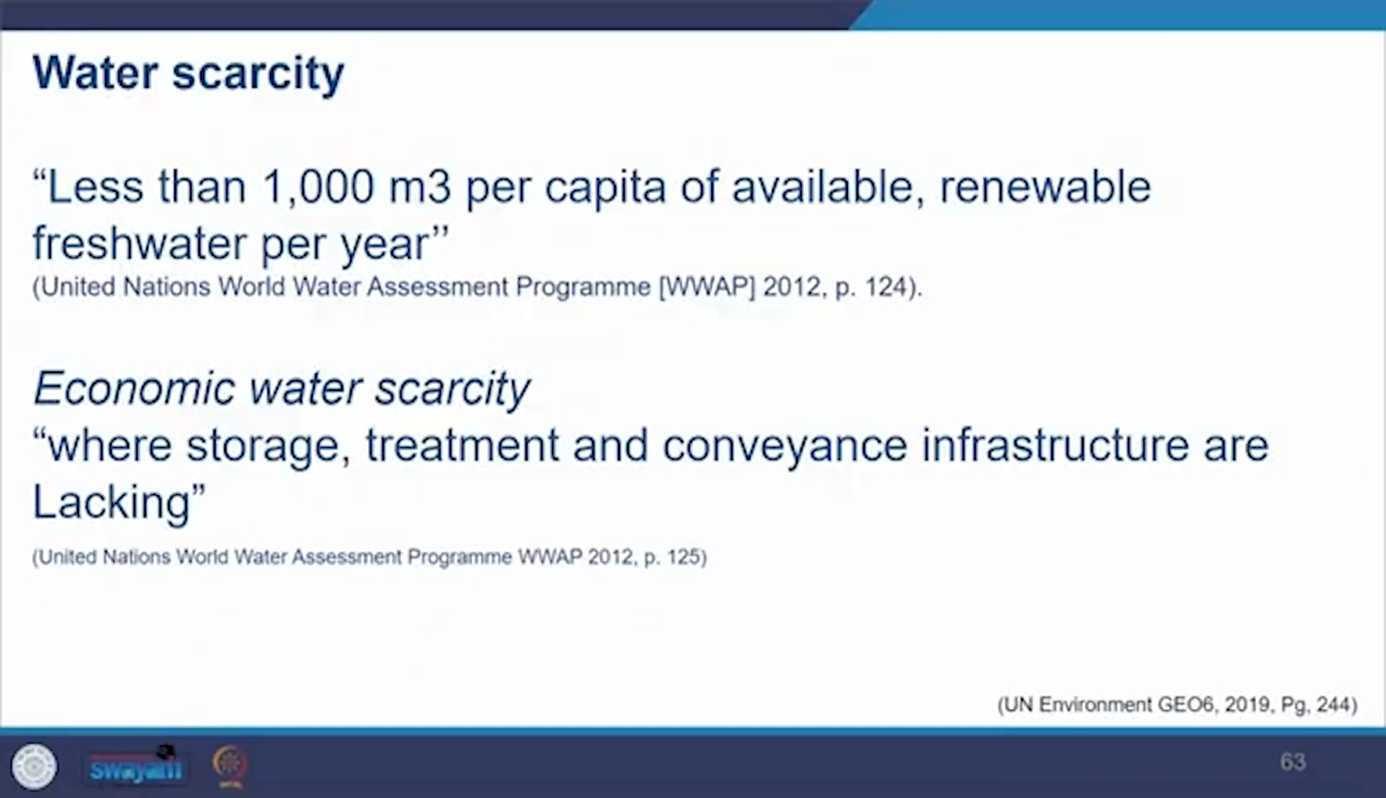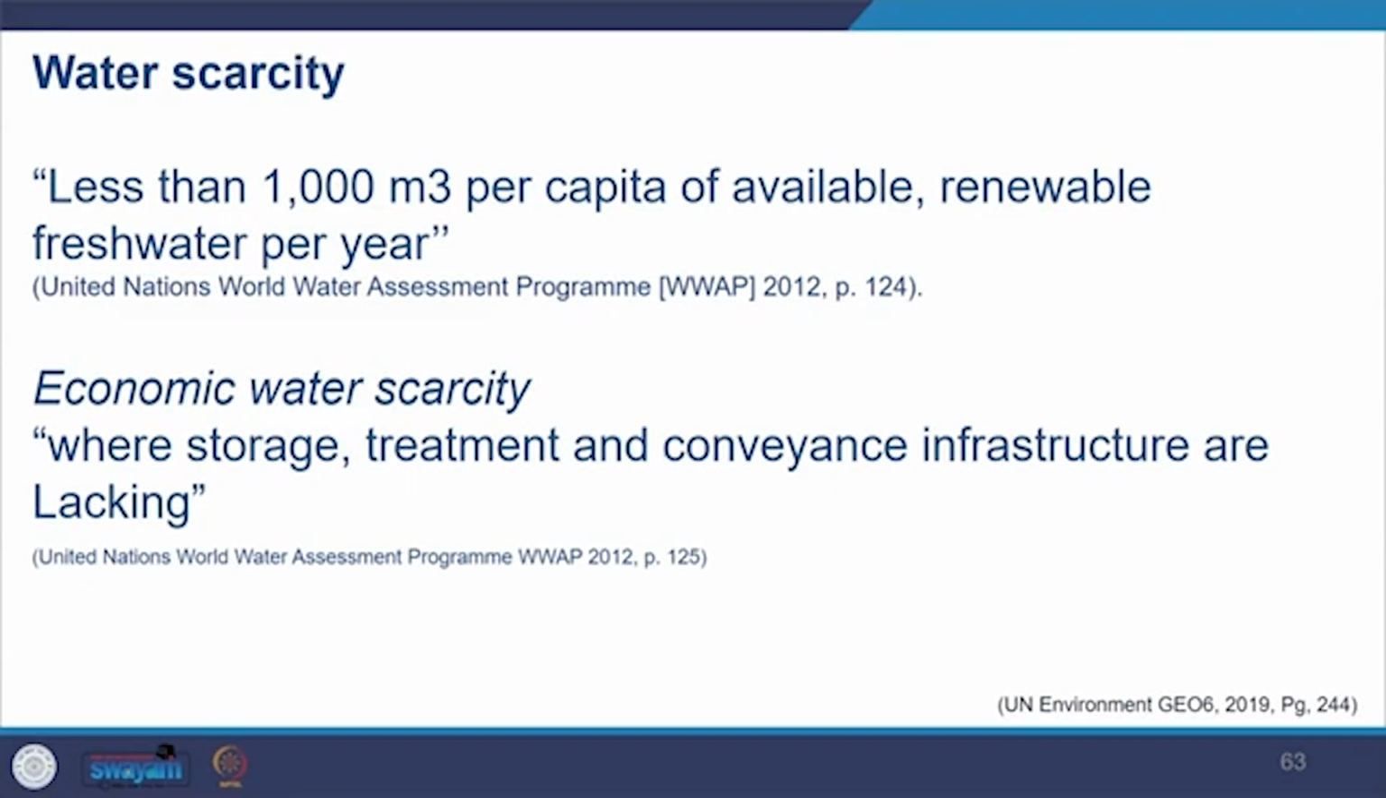I have given you the link to all these documentaries, which you can look at if you're interested. Now moving on, we'll try to understand water scarcity. Let us see what we mean by water scarcity. Water scarcity is defined as when there is less than 1000 meter cube per capita of available renewable fresh water per year. That is when we say water scarce.